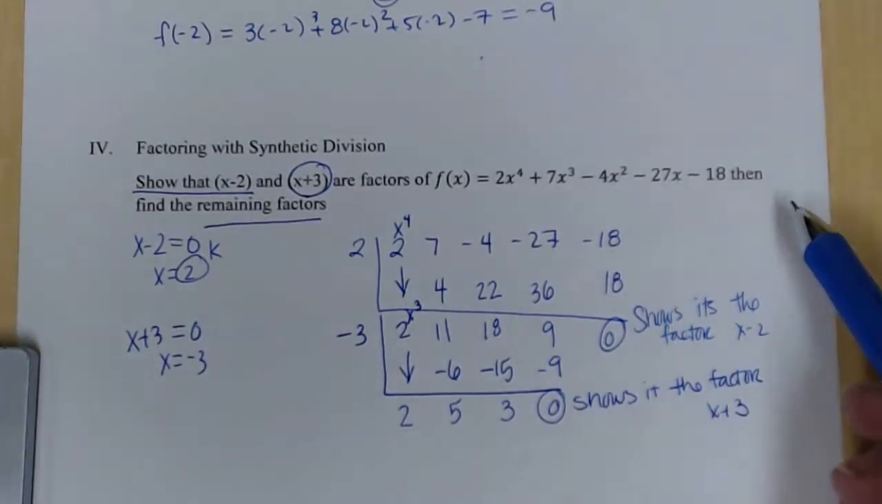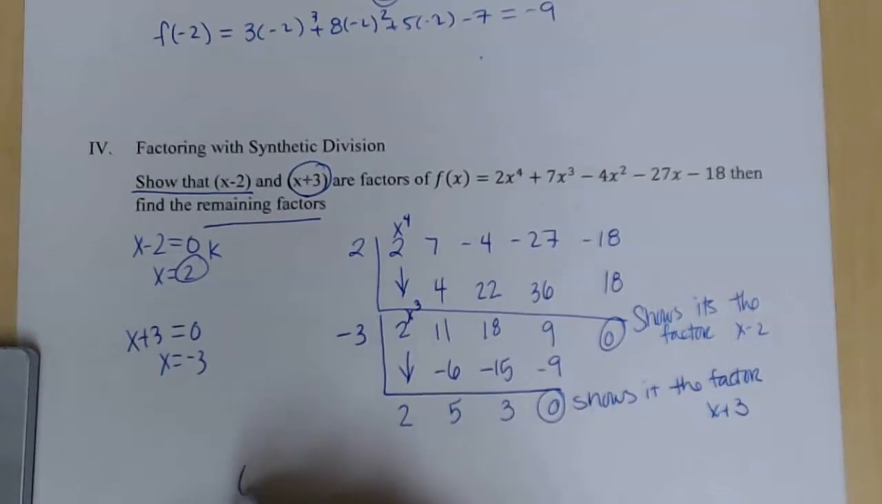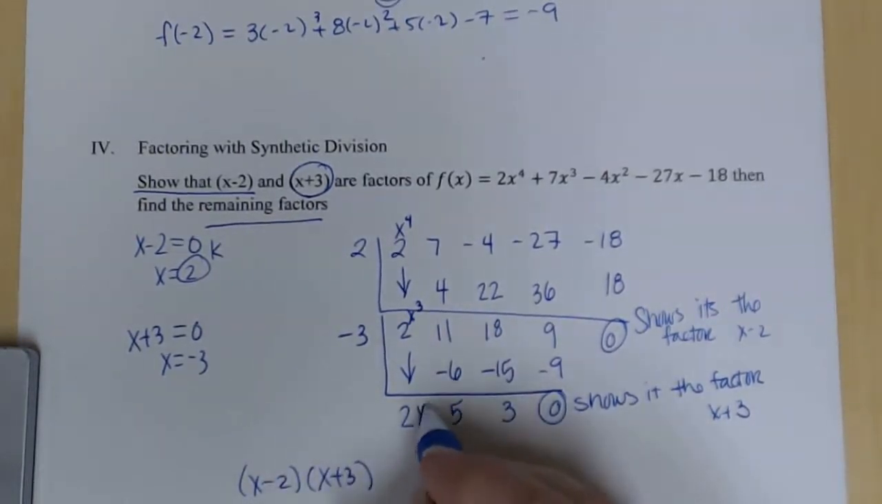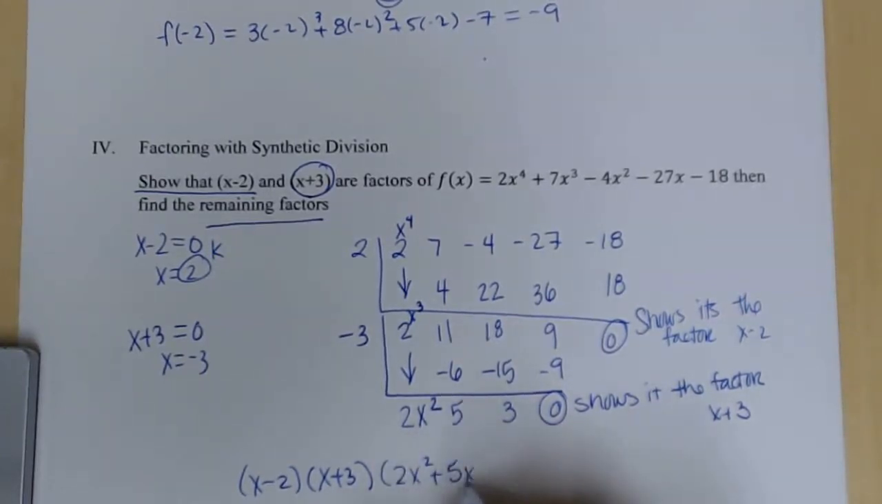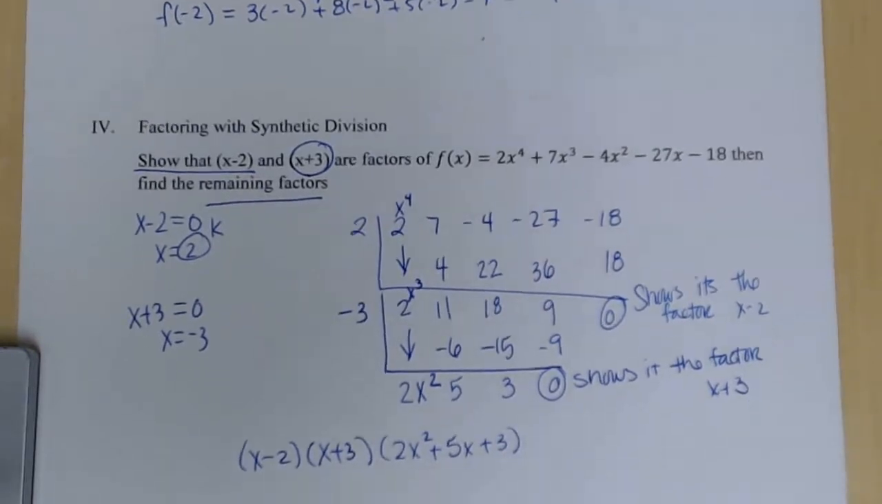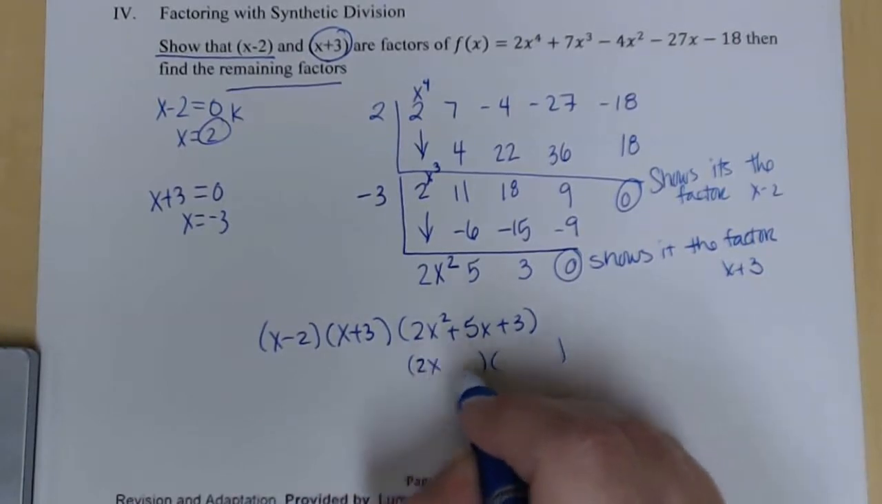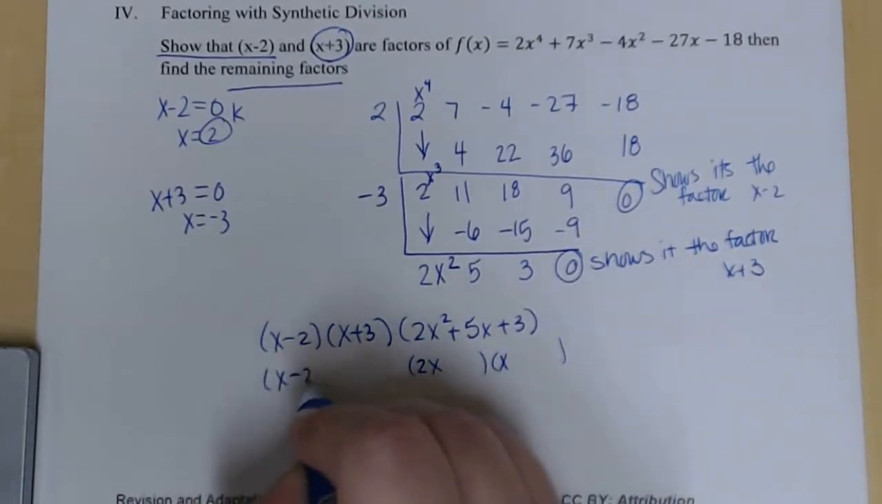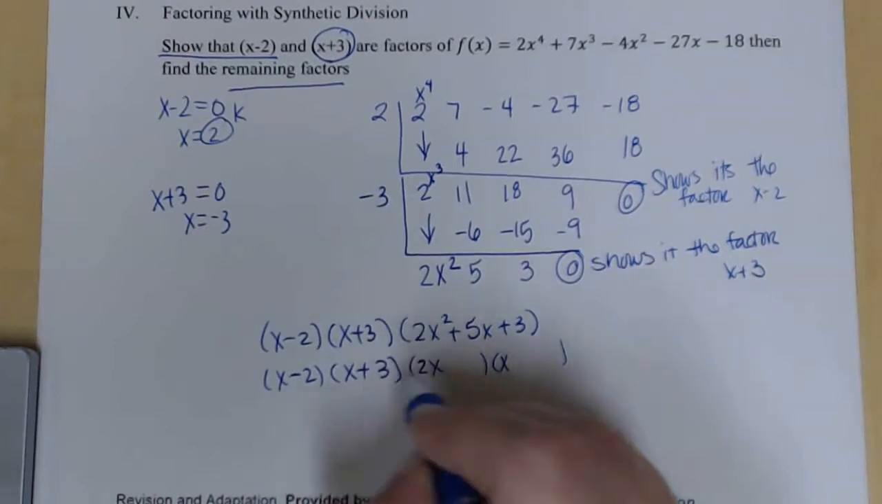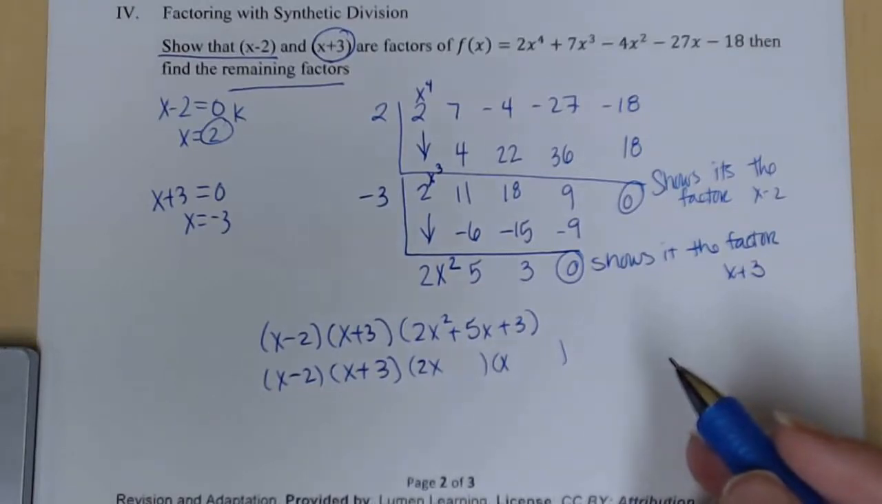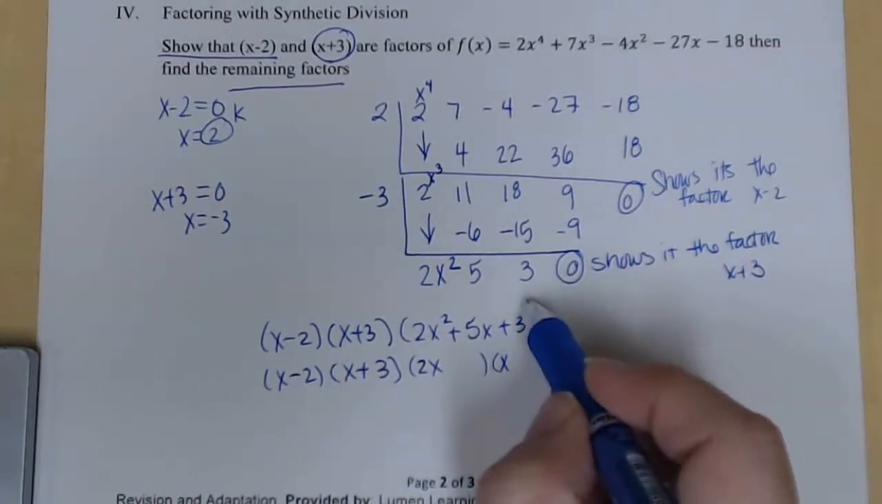And now I have to find the remaining factors. Well, x minus 2 is a factor, x plus 3 is a factor. I have an x squared left over, so I have 2x squared plus 5x plus 3. You can see here that that's a quadratic, so I can factor that. If you need more assistance with factoring quadratics, we did it back in Unit 1, but I'll be happy to send you any resources to help you out with that. Just shoot me a Canvas message and say, hey, I need some more help with factoring. So message me there.